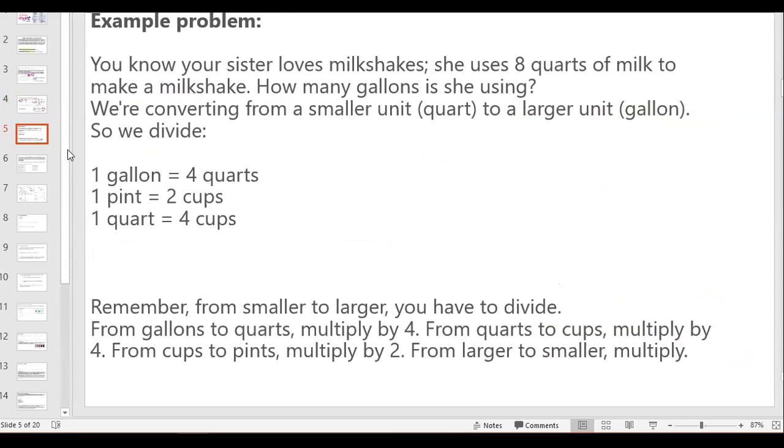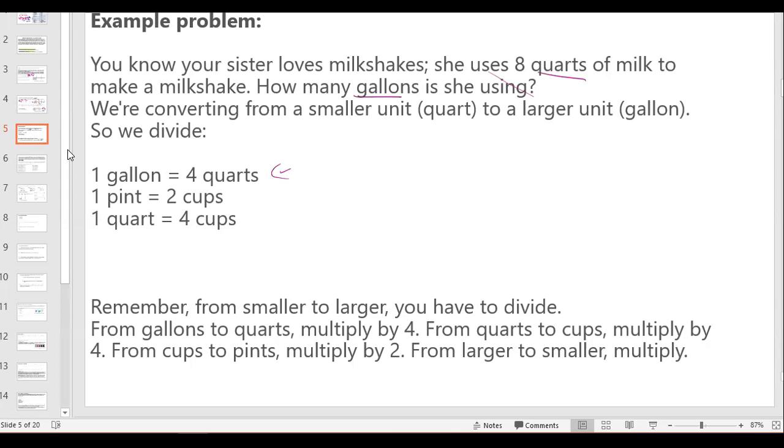We're converting from a smaller unit, quarts, to a larger unit, gallons. So we divide, right? But which conversion factor am I going to be using? The 1 gallon to quarts, the 1 pint to 2 cups, or the 1 quart to 4 cups? Gallon to quarts, because we need what? She is using quarts, and we're going to gallons, and we already have a conversion.